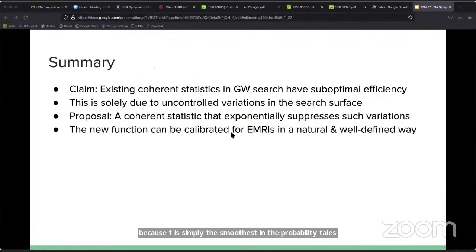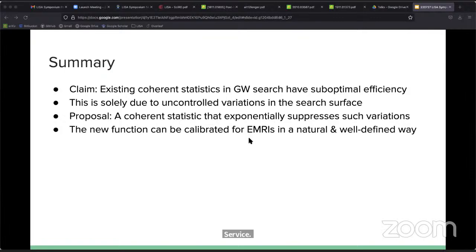Okay, so in summary, in this talk, I have claimed that all of the existing coherent statistics used in gravitational wave research are suboptimal in terms of efficiency. This is solely due to uncontrolled variations in the search surface. To address this, I propose a new class of coherent statistic that exponentially suppresses such variations to a constant baseline over the model space, while also retaining strong peaks at the location of actual signals. I also demonstrate that this type of function can be calibrated for EMRIs in a natural and well-defined way. Okay, that's all. Thank you.